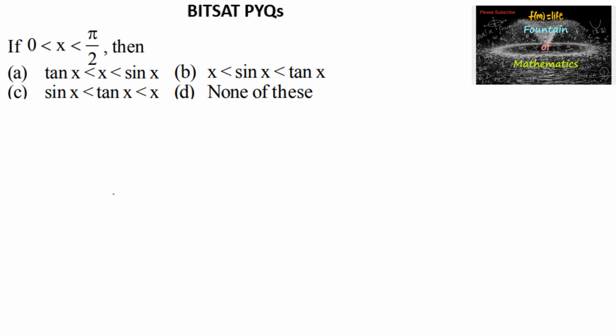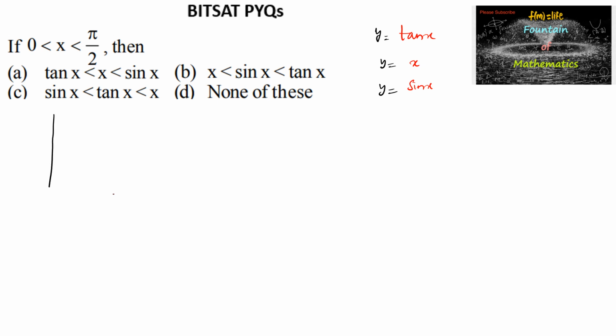Given x lies between 0 and pi by 2, in the interval of 0 to pi by 2, we need to arrange the order of the functions tan x, x and sin x. So let us consider y is equal to tan x, y is equal to x and y is equal to sin x. Let us solve this graphically.